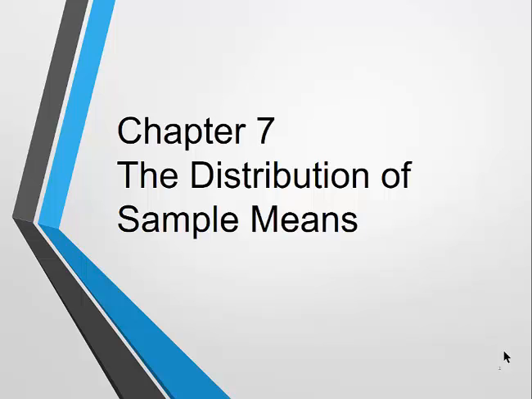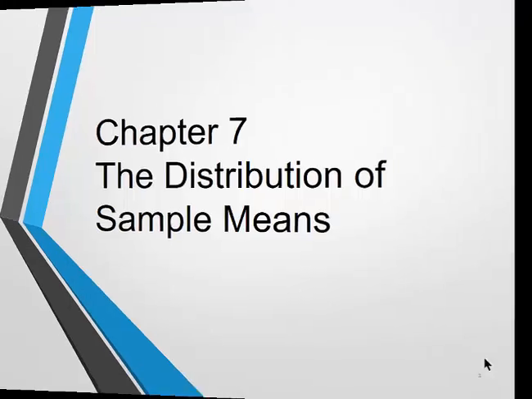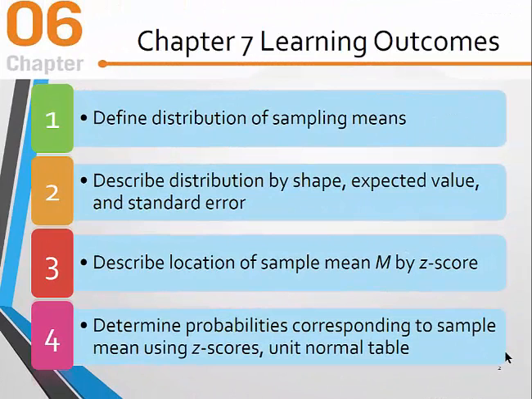In addition, we can use the Z-score to look up probabilities for obtaining certain samples, no matter how many scores the sample has. After this chapter, you should be able to define the distribution of sample means, describe a distribution by shape, expected value and standard error, describe the location of a sample mean by a Z-score, and determine the probabilities corresponding to sample means using Z-scores and the unit normal table. So again, we're reading the probabilities from that unit normal table.